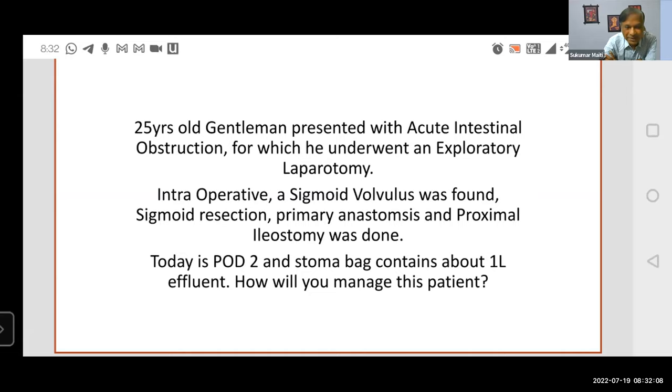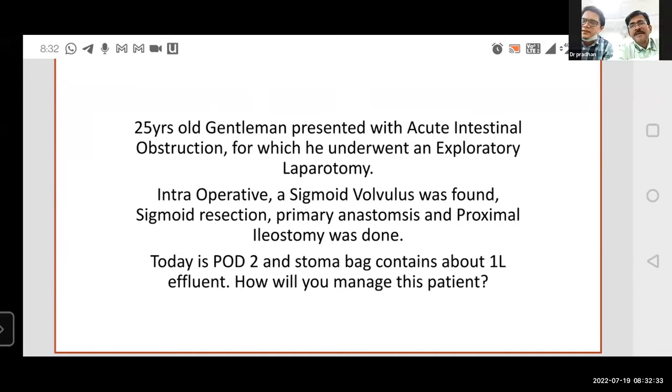Okay, I'm answering. If it is a compound volvulus with gangrene of both the colon and the ileum, where you have to resect both the colon and ileum and make an anastomosis as you have done in this case, then the diversion should be at the ileum. It cannot be at the colon. Do you understand?